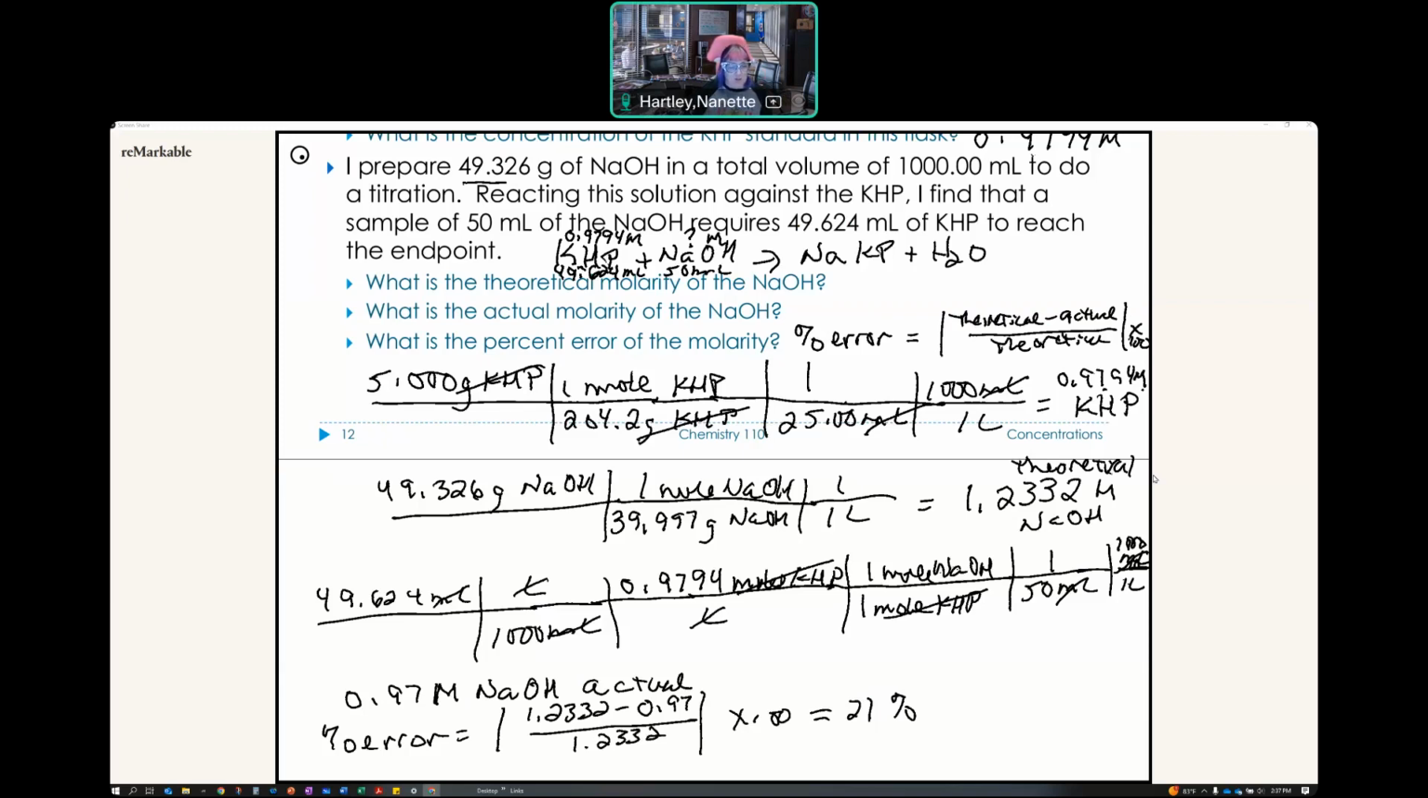Okay, so that's what we're talking about. We have now answered all of the questions that we've been given about this particular scenario. I standardized my NaOH against the KHP, found my theoretical molarity of NaOH. I have my actual molarity of the NaOH and my percent error.